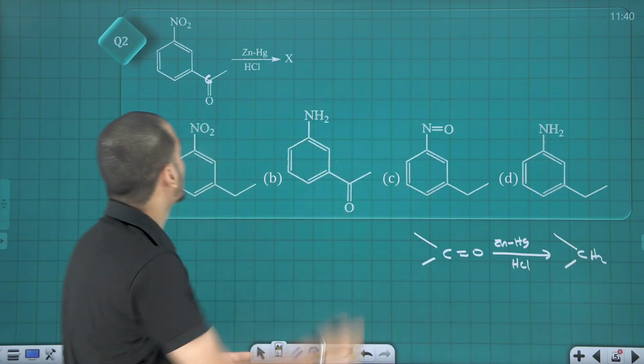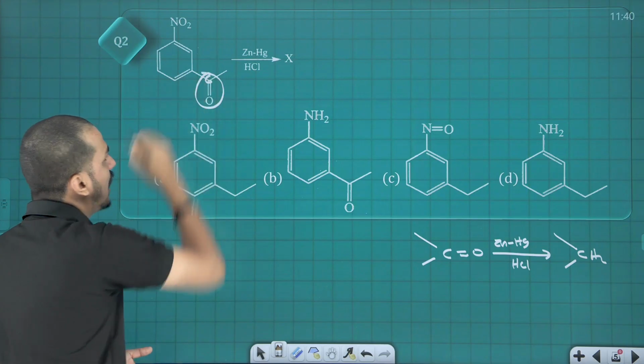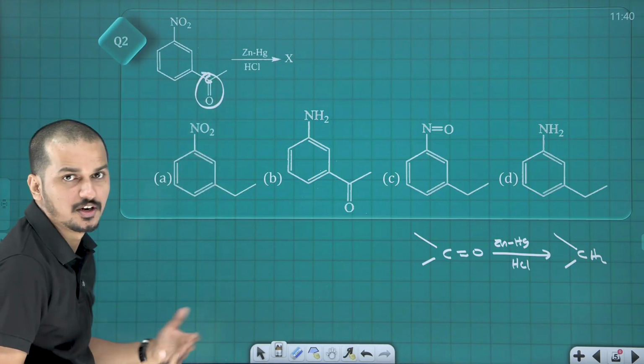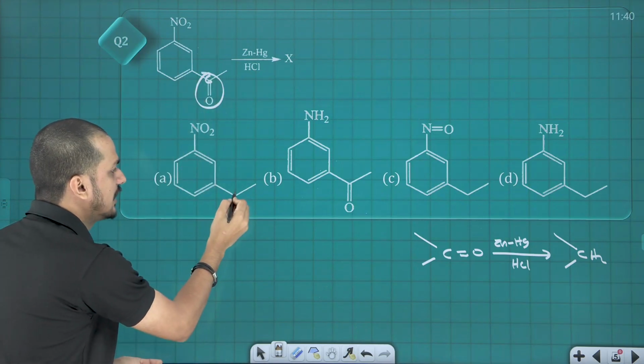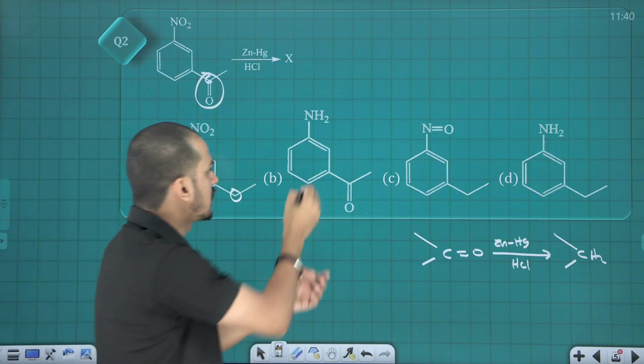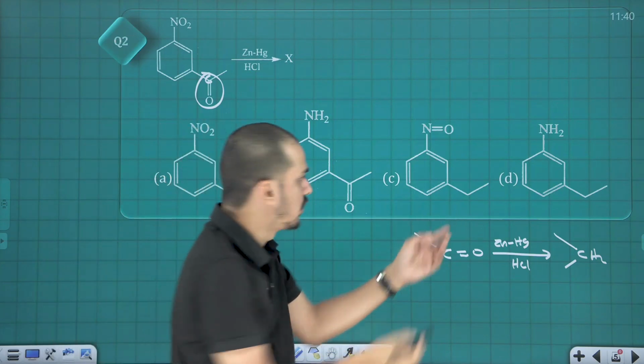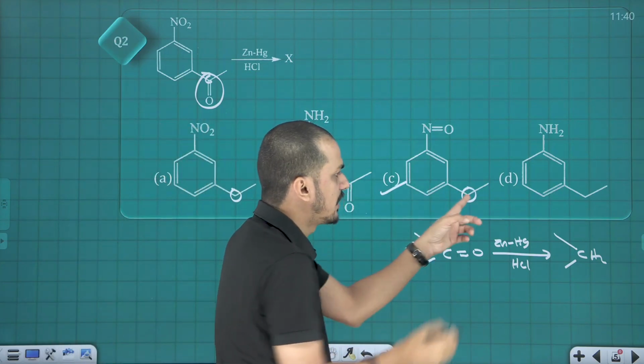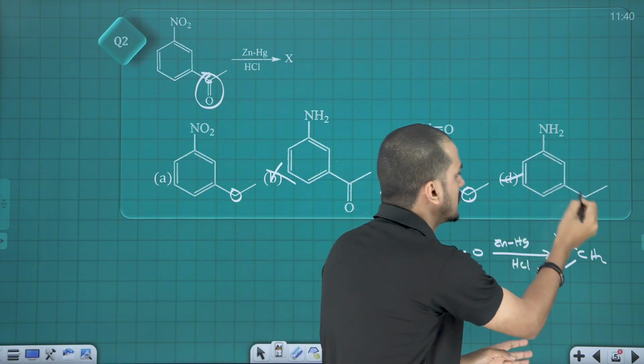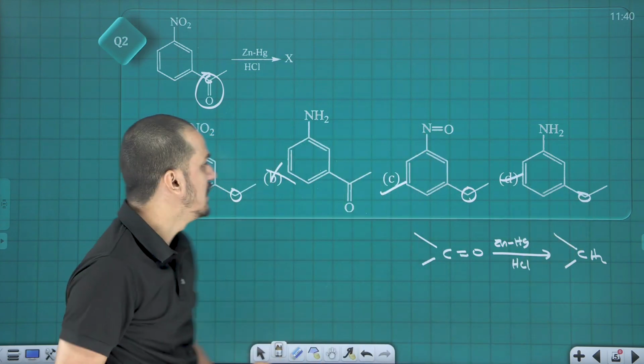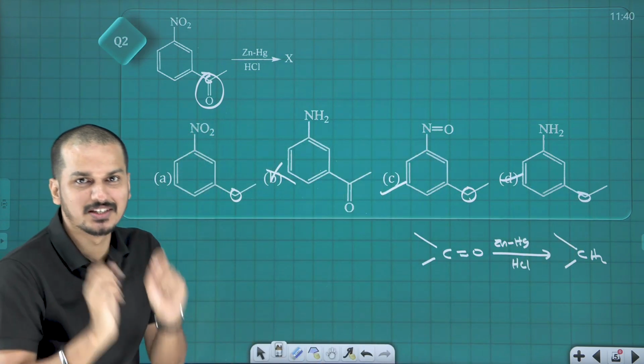Alkane. So this portion will be reduced to alkane. C double bond O will be reduced to alkane. So here also that is reduced. Here not reduced, so that's not the answer. Here also reduced. Correct? Here also it becomes CH2. So 3 options are there. Out of that, which is the correct answer?